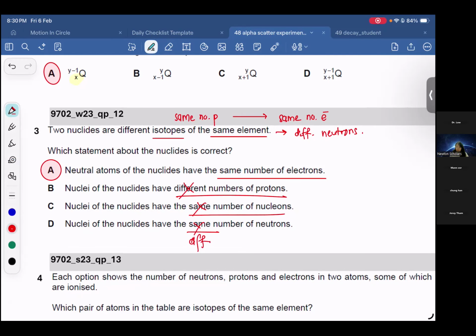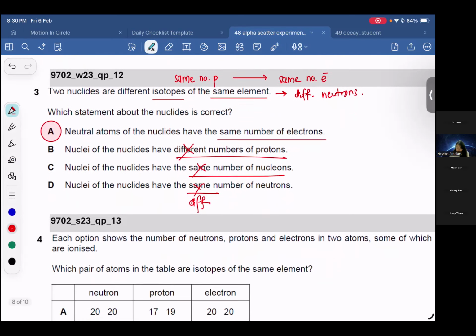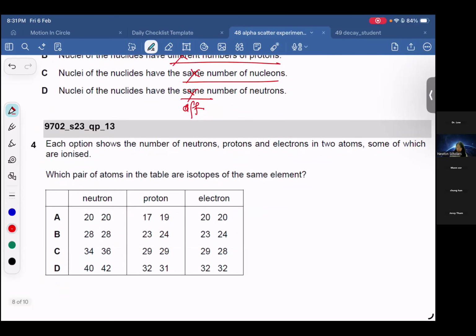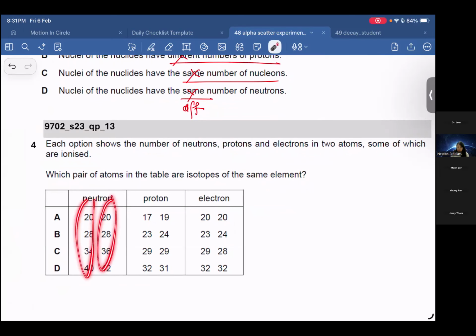Okay, goes to question number 4. Each option shows the number of neutrons, protons, and electrons in 2 atoms. Oh, okay, we got 2 atoms. Here one, here one. Okay, some of which are ionized. Which pair of atoms in the table are isotopes of the same element?